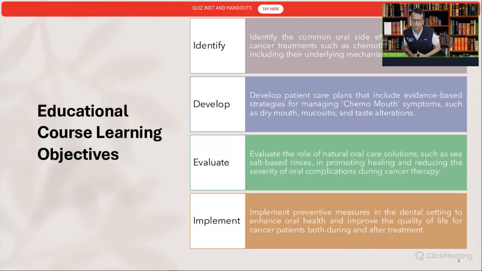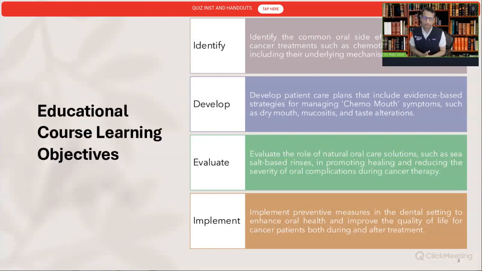So the educational course learning objectives in today's seminar: number one is to identify the common oral side effects associated with cancer treatment, such as mucositis, xerostomia, and metallic taste, irrespective of the cancer treatment, whether it's chemotherapy or radiation. Second is to develop a patient care plan based on evidence-based science and how we can manage the symptoms related to chemo mouth in general.